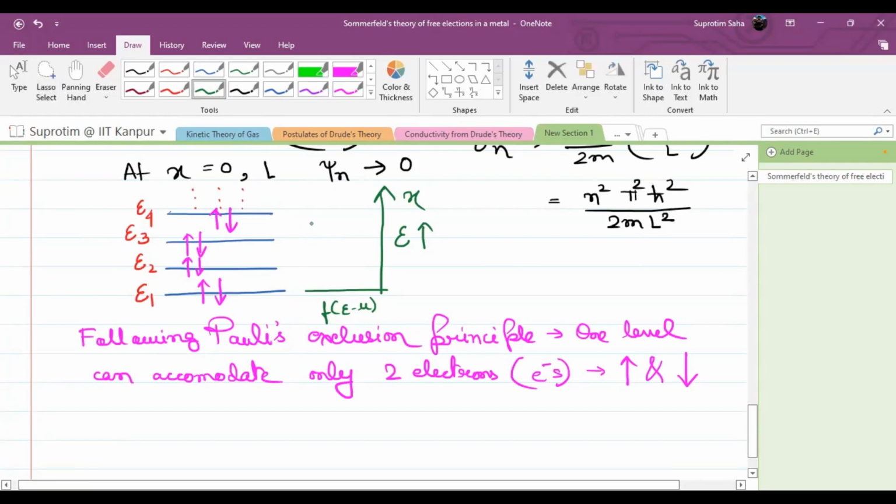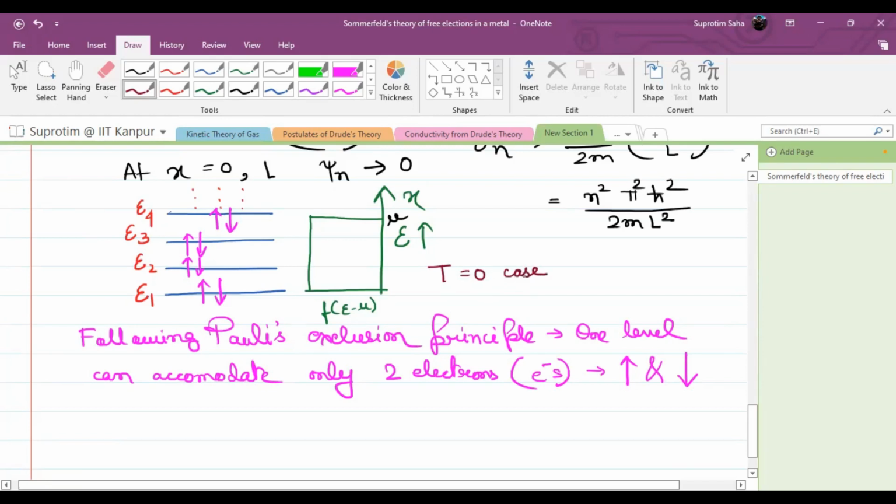So up to this level, it will be filled. And beyond that, there will be no filling because there are no electrons available. So depending on the number of electrons you are going to fill, the energy levels, this point will be marked as mu, which I told you is the chemical potential. It is the maximum energy level up to which the electrons are fully filled. And most importantly, we're all talking about the T equals 0 case.